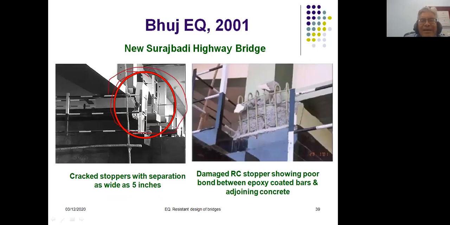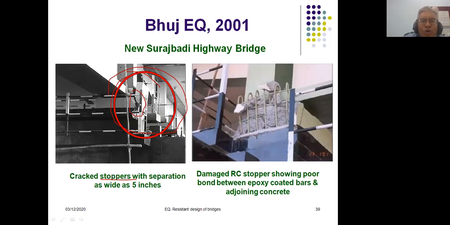Earlier, such mechanisms and features were not introduced in the majority of bridges, but in the new Surajbadi bridges, the stoppers were introduced. You can see that the stoppers play a very effective role during the earthquake. They failed, but they saved the bridges. So this is an important feature in earthquake resistant design which needs to be incorporated.